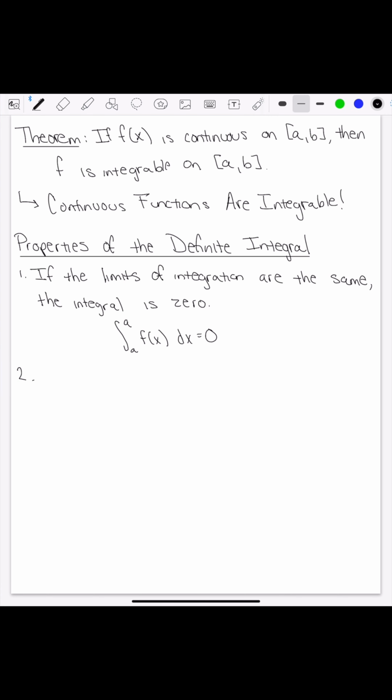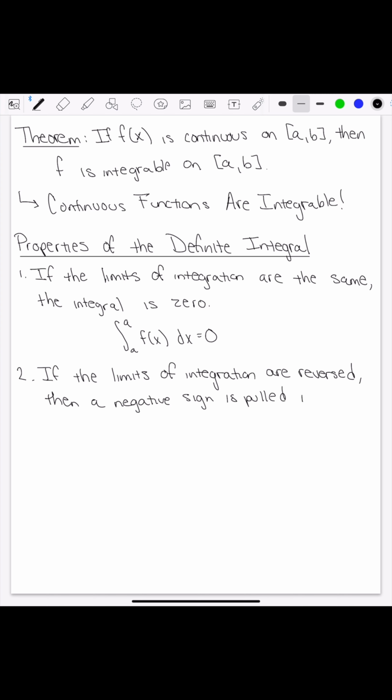Second, if the limits of integration are reversed, then a negative sign is pulled in front of the integral.